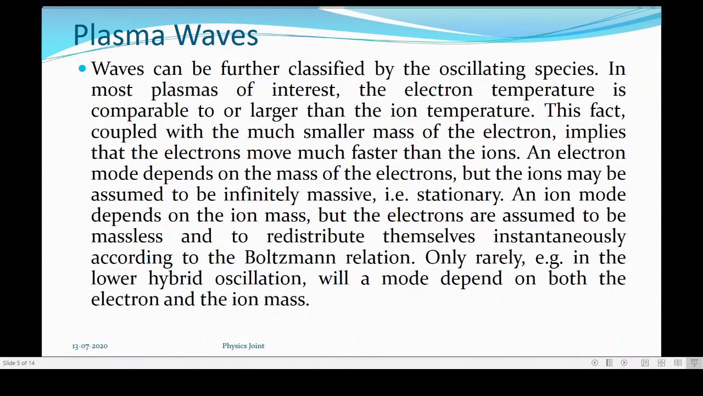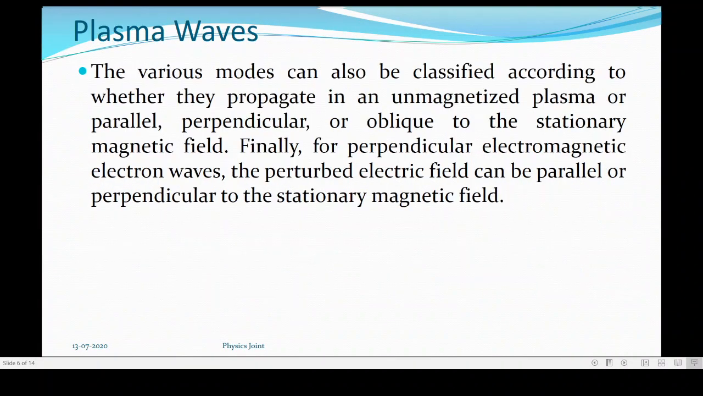An ion mode depends on the ion mass, but the electrons are assumed to be massless and to redistribute themselves instantaneously according to the Boltzmann distribution, that is, exponential of minus E by kT. Only rarely, as in the lower hybrid oscillations, about which we'll talk later, is there a mode dependent on both the electron and the ion mass.